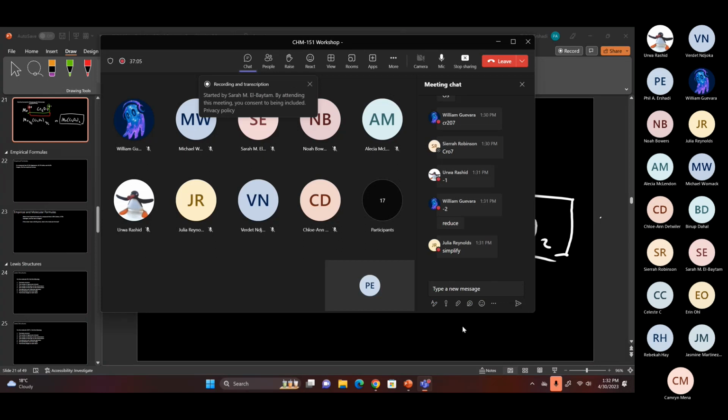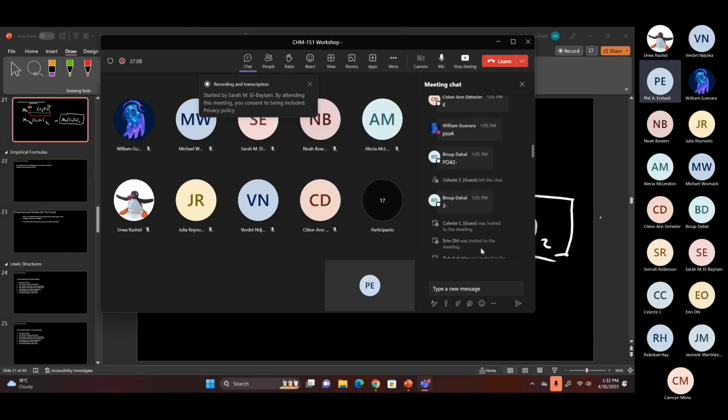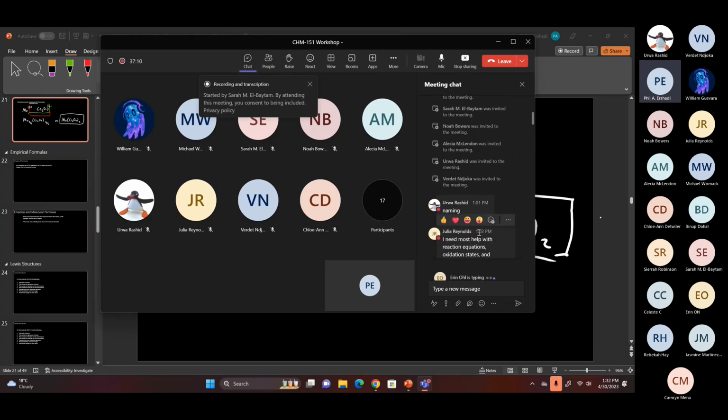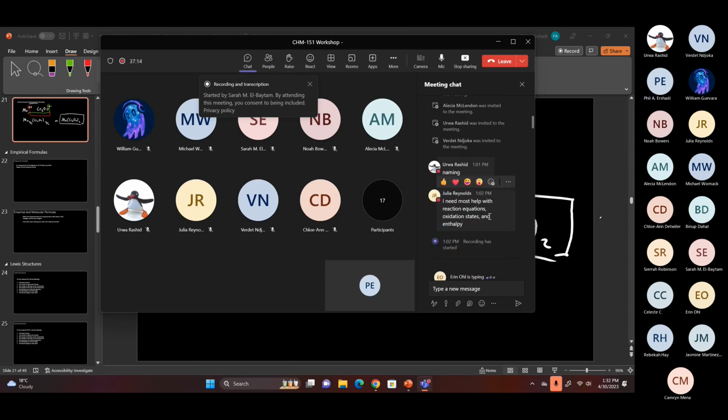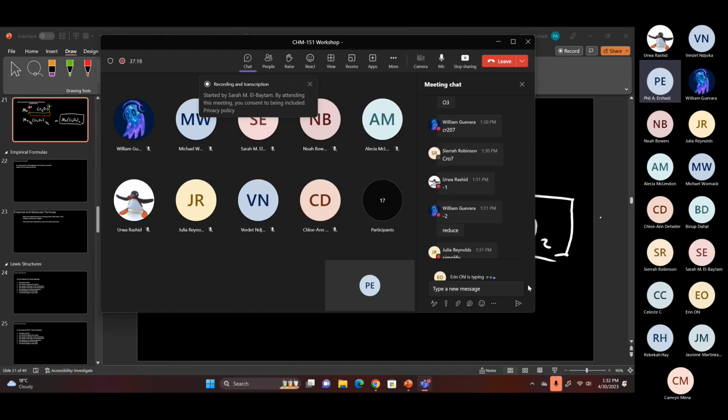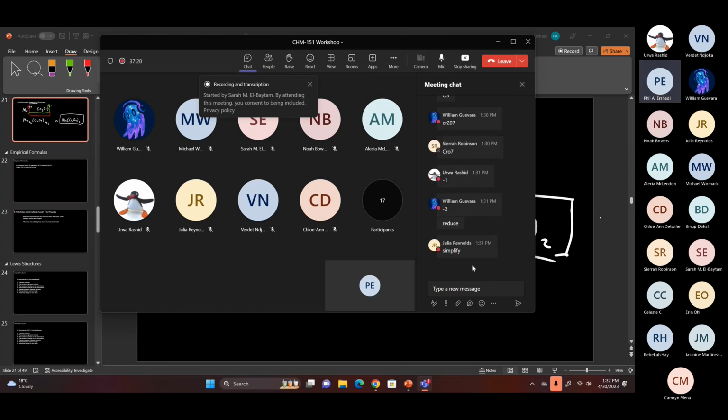All right. So let me see what else people asked about. I want to make sure I cover what you requested. So we did some naming, some reaction equations, oxidation states, and enthalpy. Okay. So before we move on, any suggestions for memorizing polyatomic ions?